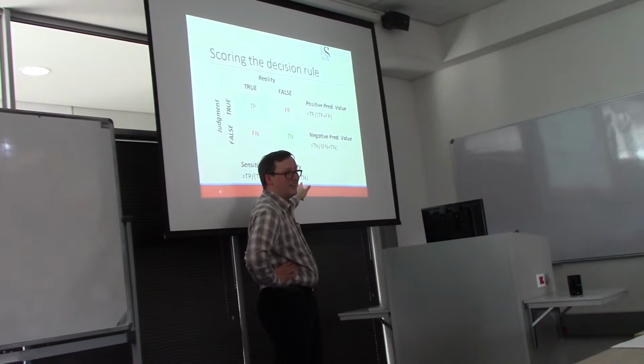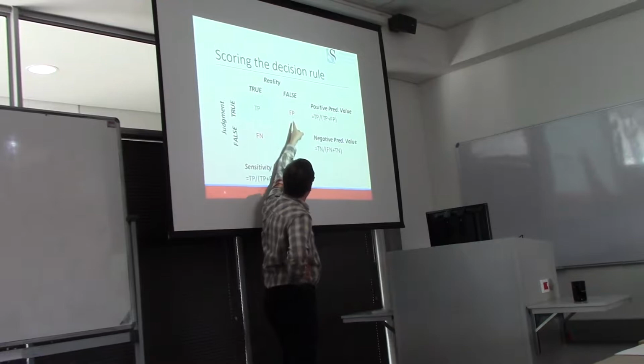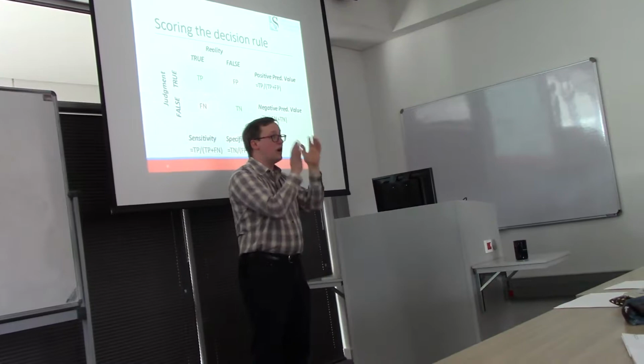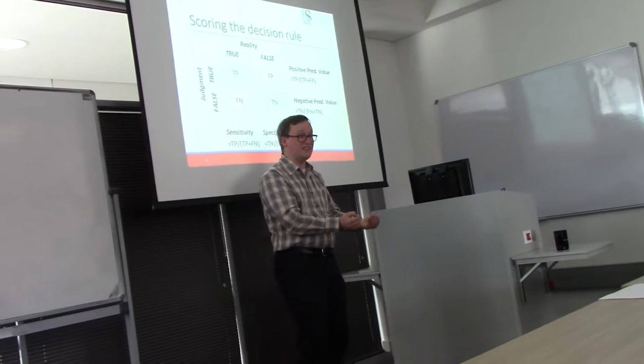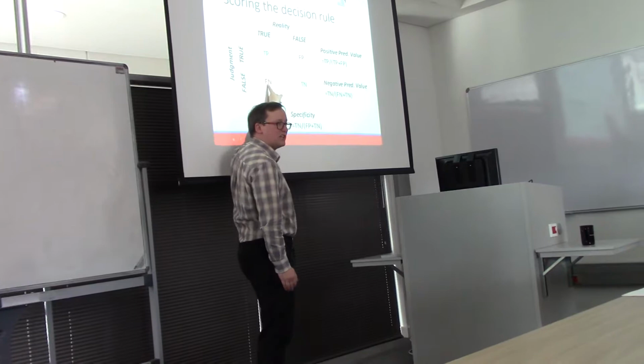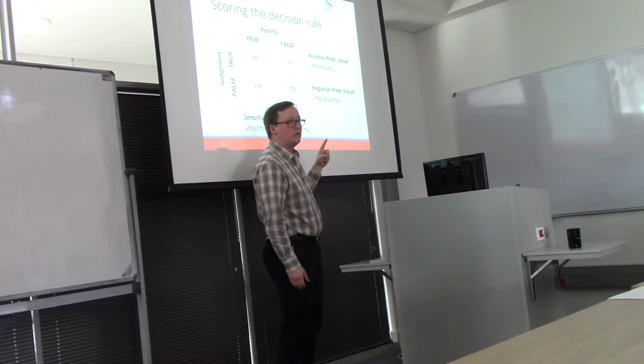Because specificity is all about the false positives and the true negatives. Which is to say, of all the people who are clear of this disease, what fraction do we judge to be clear of the disease? You see, that's different between these two. Here we're using the top value and comparing it to the column total. Here we're using the bottom value and comparing it to the column total.